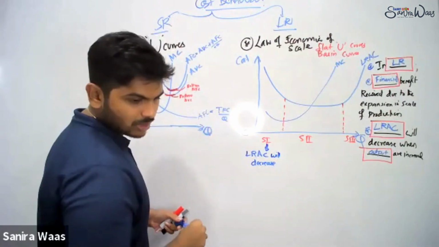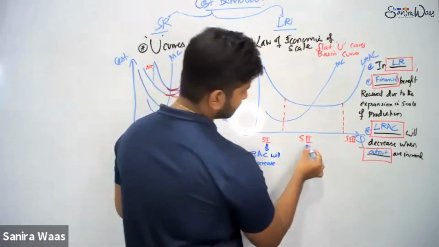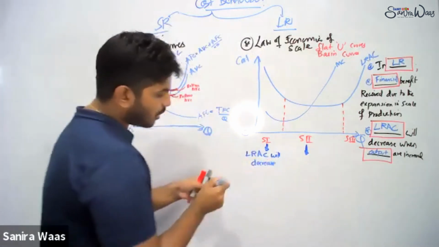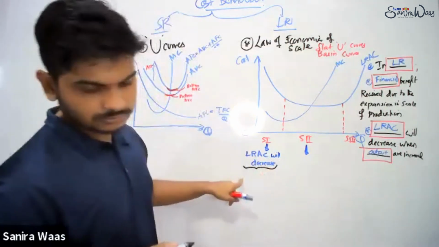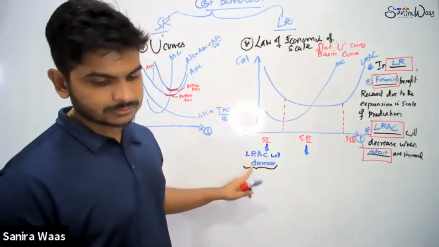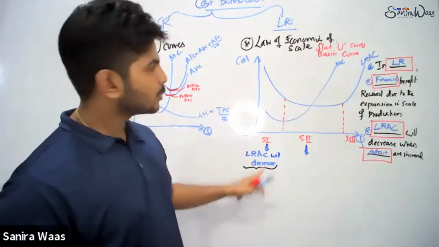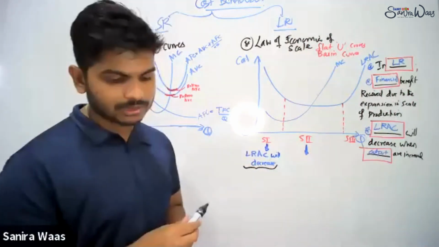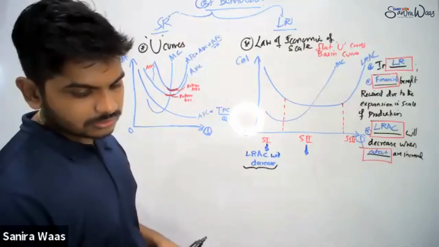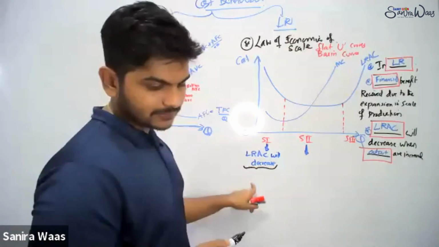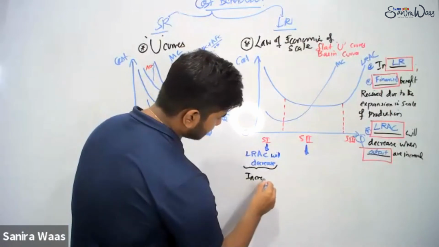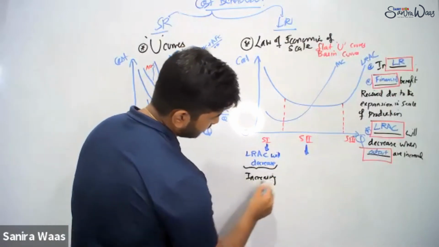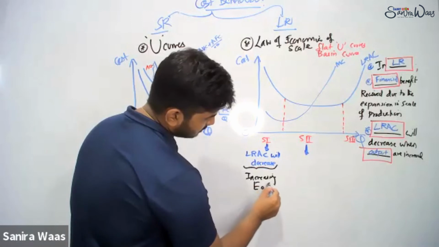Stage one, that is stage one. Next one is stage two. But what do we call for stage one? Negative number. Why does this happen? This is one of economies of scale. Yes, this is increasing economies of scale.